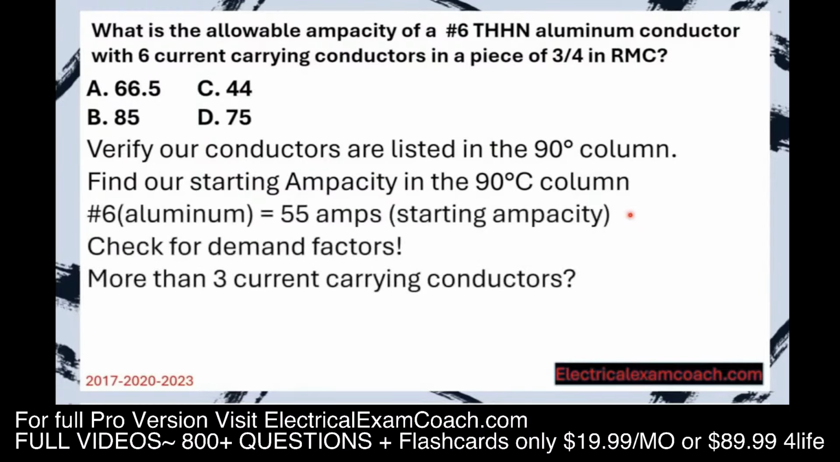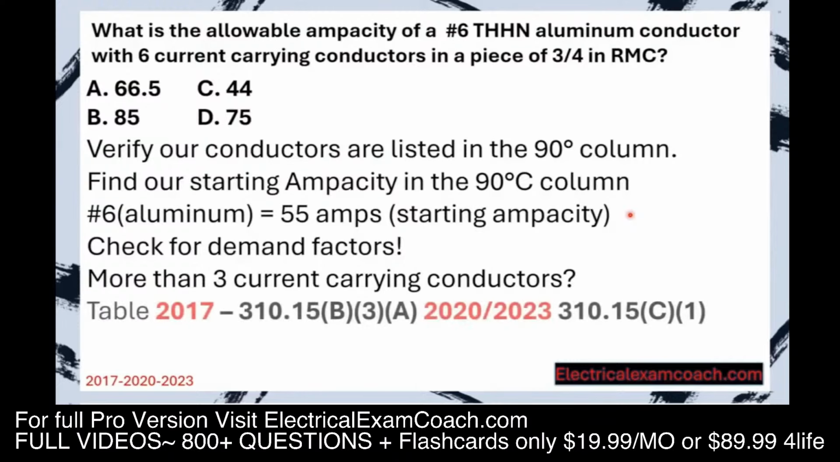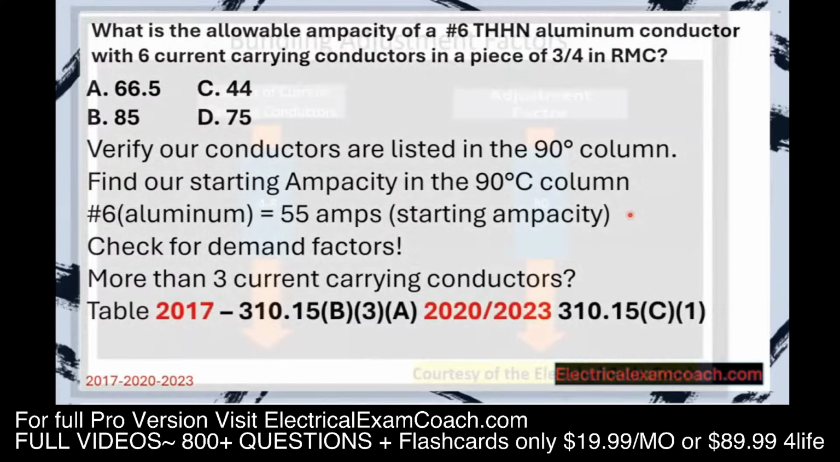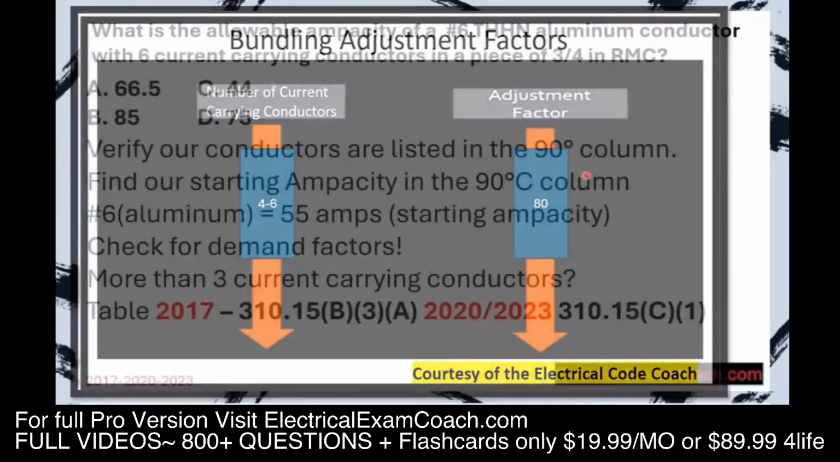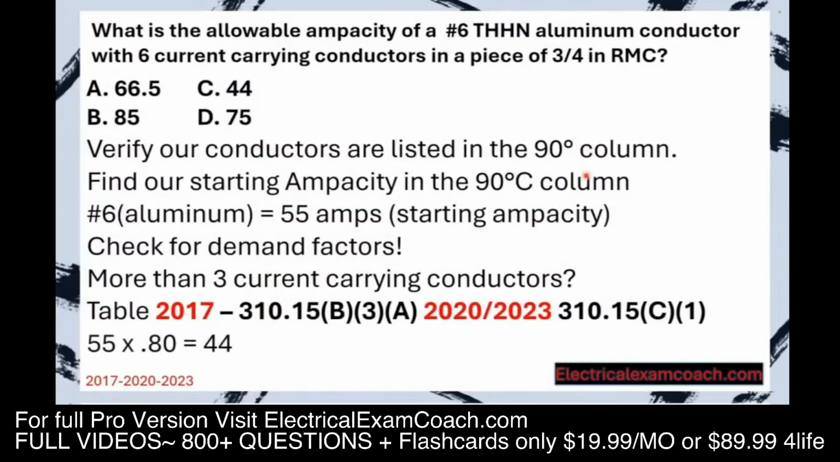Are there more than 3 current carrying conductors? There sure are. So we're going to head to our bundling adjustment factor table. When we get there, we're going to find our range of conductors. Then we're going to cross over to the demand factor. Now, let's just do the math. We take our starting ampacity multiplied by 0.80, and that gives us a new reduced allowable ampacity of 44 amps. Let's get to it.